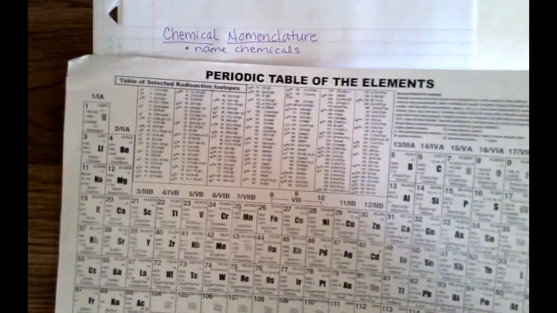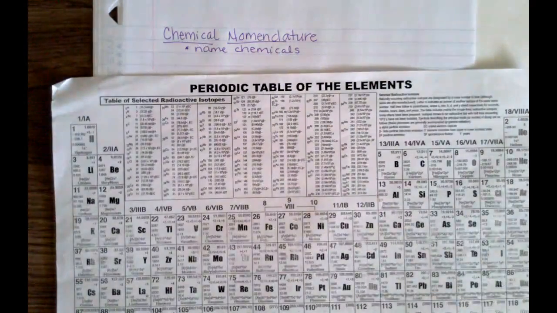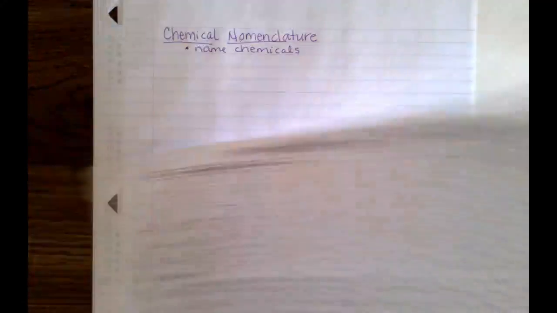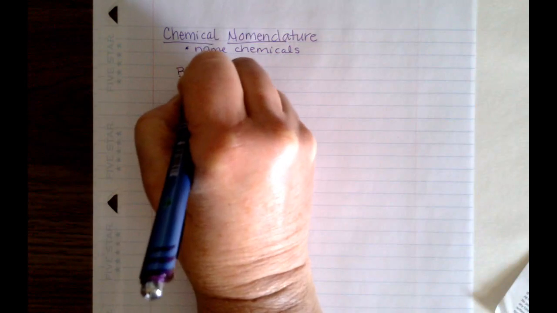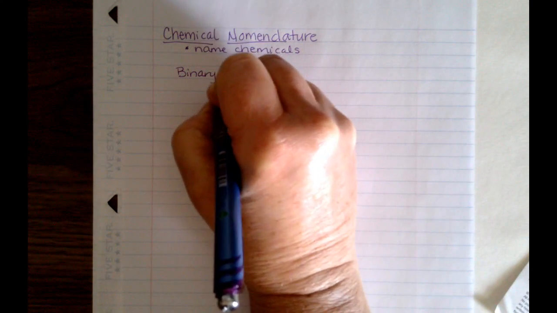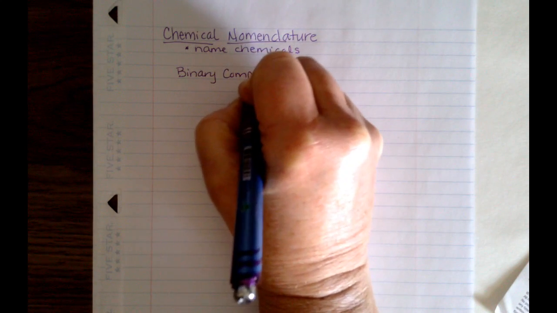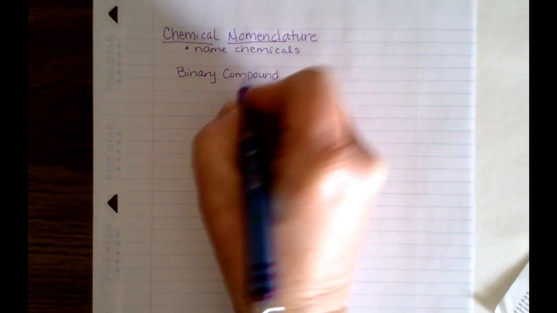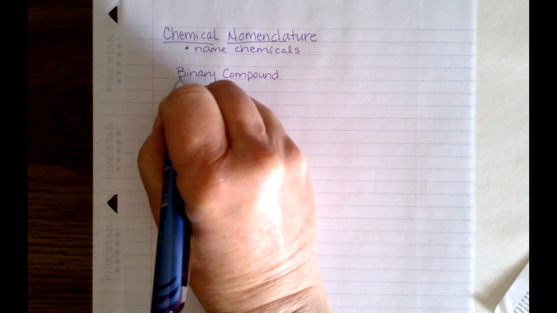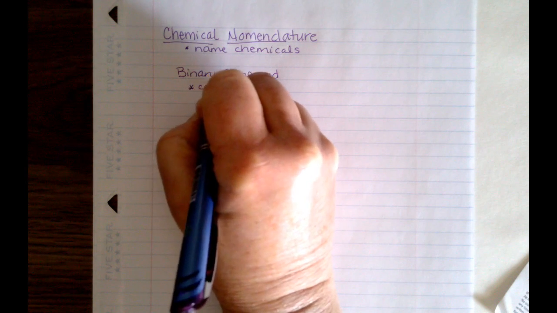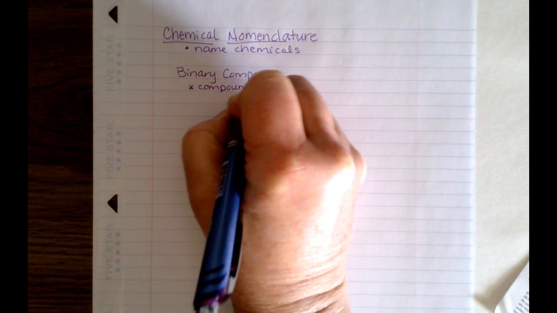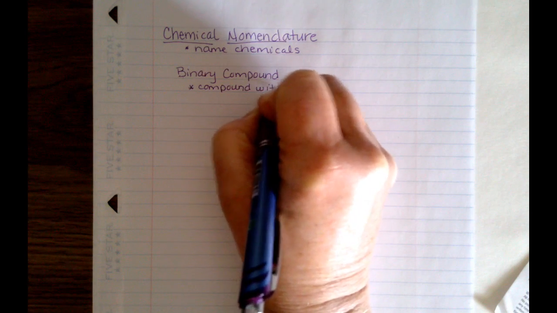Because the first ones we're going to do are going to involve binary compounds. So what's a binary compound? Let's look at that word. Binary compounds. This must be a compound or chemical with two elements in it. Compound with two elements.